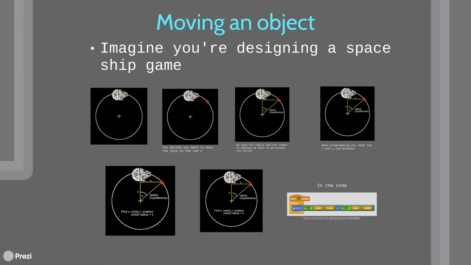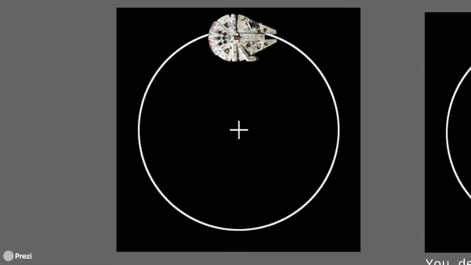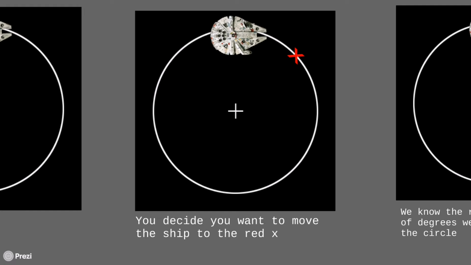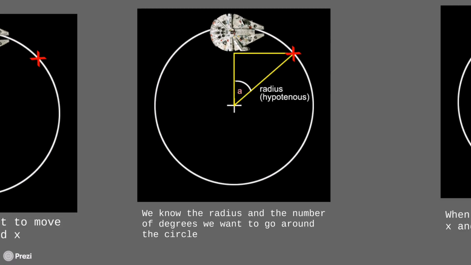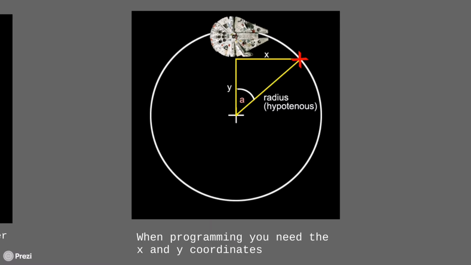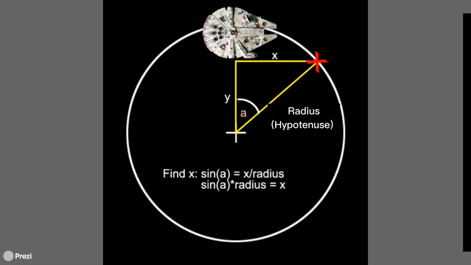Okay, so in moving an object, imagine you're designing a spaceship game, and you decide you want to move the ship to the red X. With that, we know the radius and the number of degrees we want to go around the circle. When programming, you need the X and Y coordinates. As can be seen in the illustration, the X and Y are the legs of the right triangle, and the radius, or the hypotenuse, is the distance from the fixed point, angle A, to the point on the red mark.